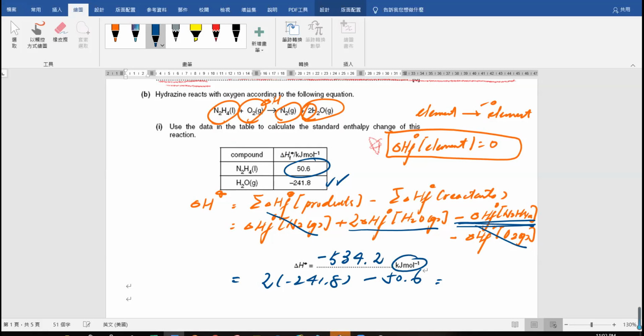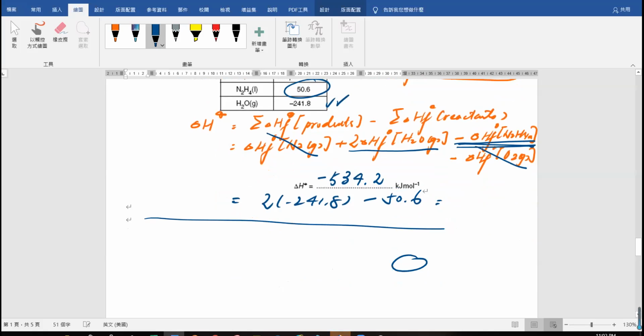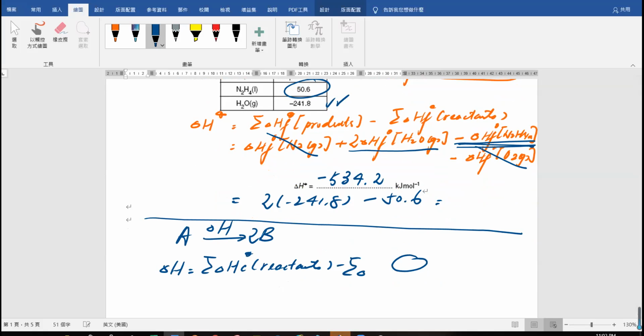Okay, any question? Now remember, we have 2 very important equations you need to remember. Okay, if A is changing to B, the enthalpy. If you're talking about combustion, then it will be the combustion of reactants, for example, minus the combustion of products, okay? So it will be combustion of reactant A, minus 2, remember 2, combustion of product, okay?